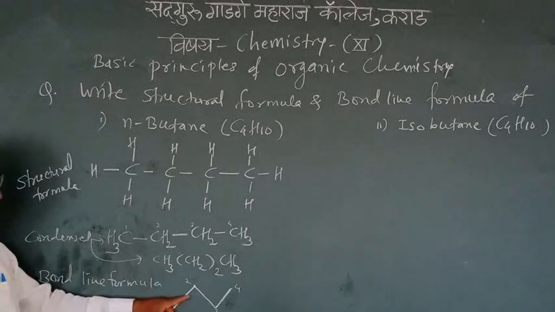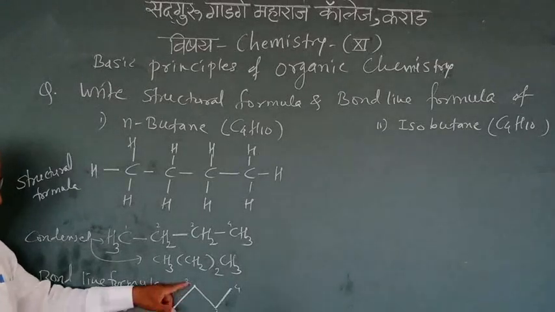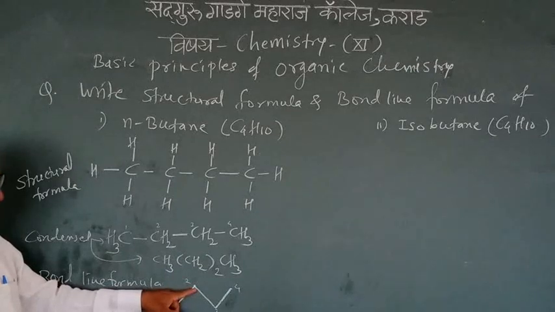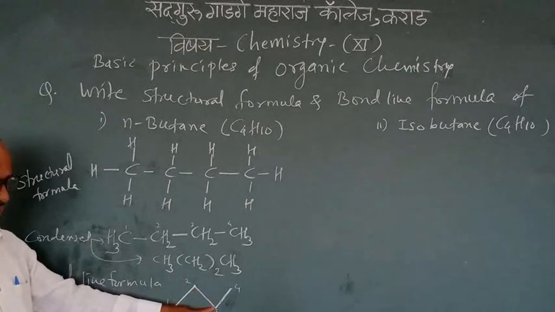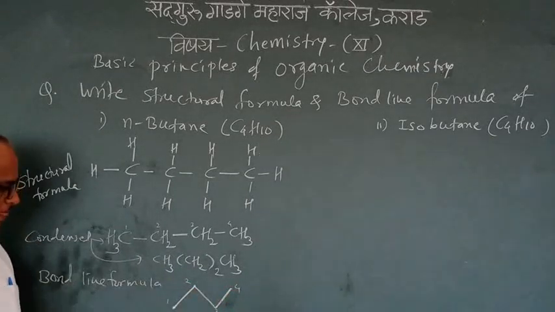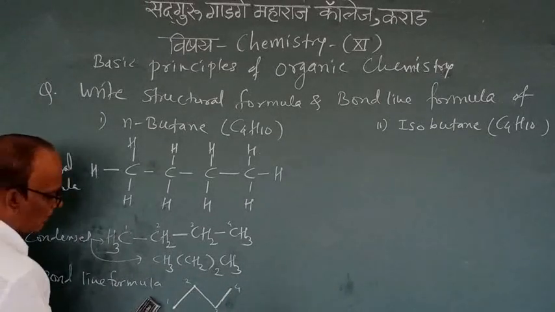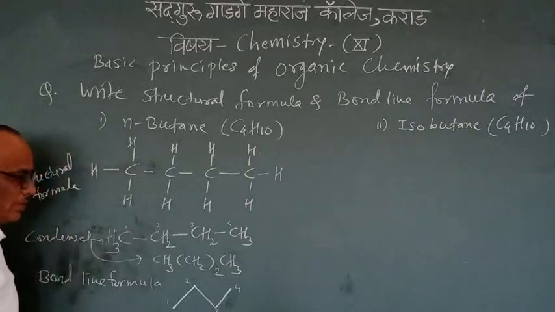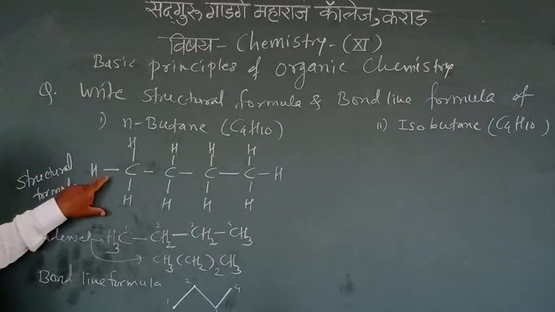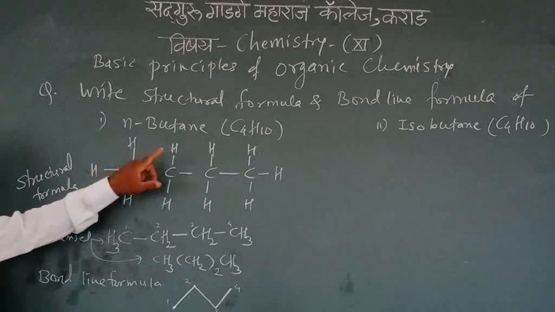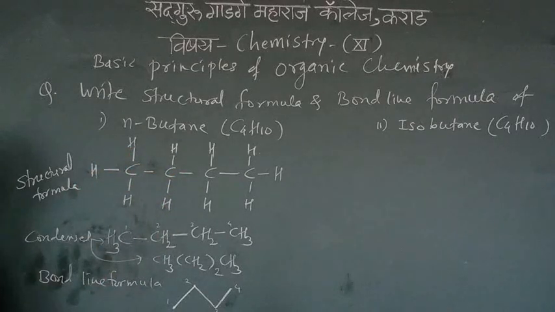But the bond line formula is a zigzag formula, so we have to draw in this manner: first carbon, second, then here an intersection, second, third, here again an intersection, third and fourth. This structure is called the bond line formula for n-butane. Okay. Then from this n-butane, you have to draw the second isomer, isobutane.